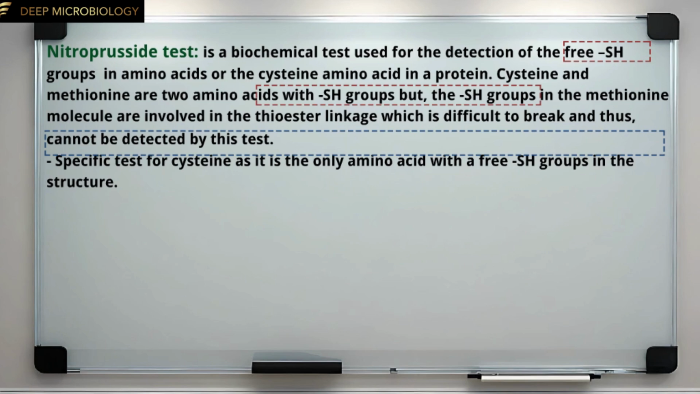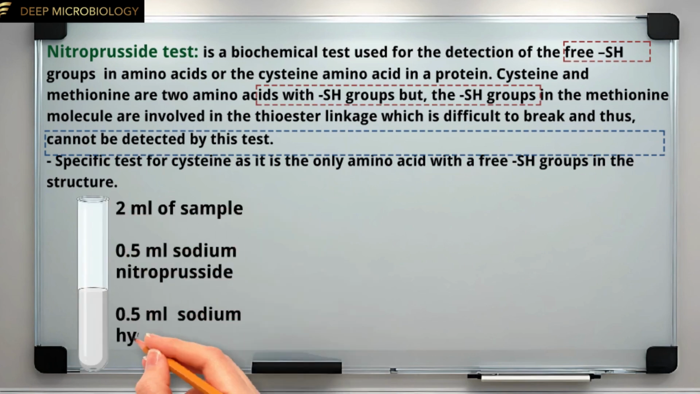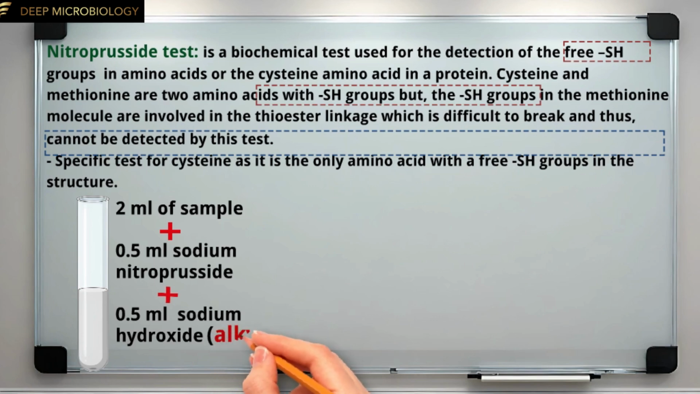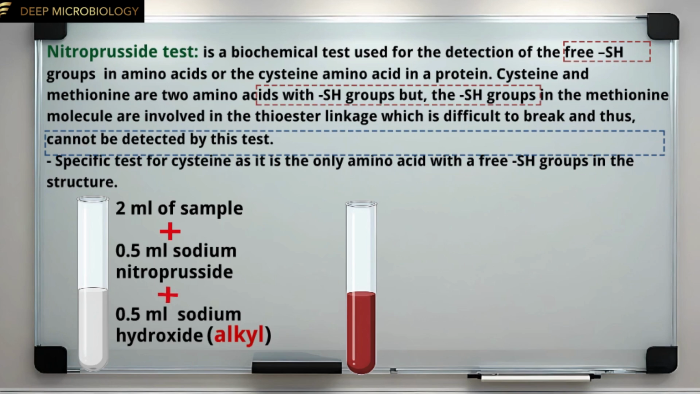Procedure of nitroprusside test: add 2 milliliters of sample to the test tube, and add 0.5 milliliters of the freshly prepared sodium nitroprusside, and mix thoroughly. Then add 0.5 milliliters of the concentrated sodium hydroxide, which provides an alkaline medium, which is critical for activating the nitroprusside reagent, allowing it to react and form the colored complex. The positive test tube is observed for the color change, or the formation of a red colored complex. If a positive result is not observed immediately, the test tube can be heated in a water bath for 2 minutes.